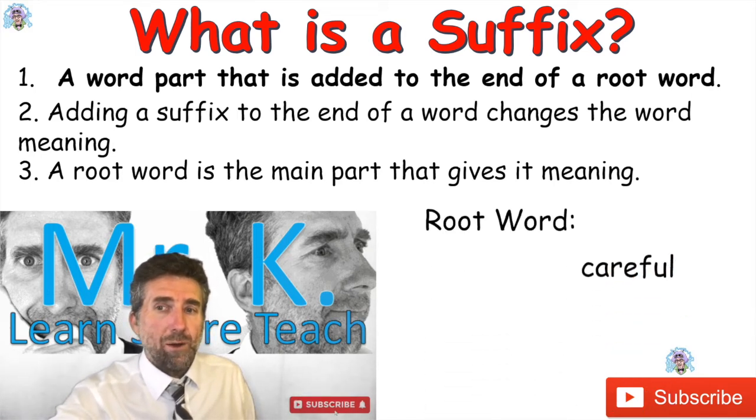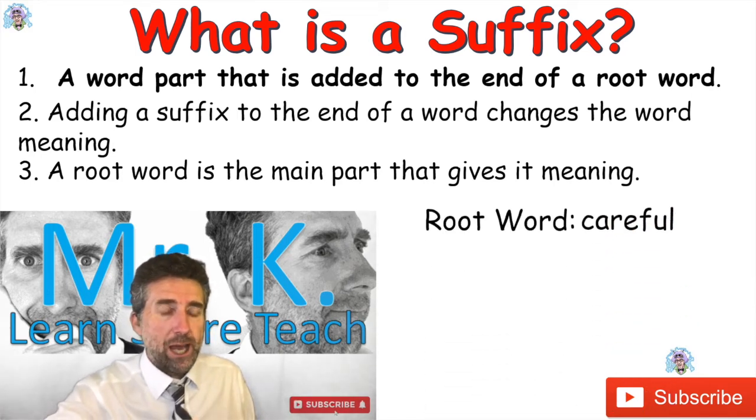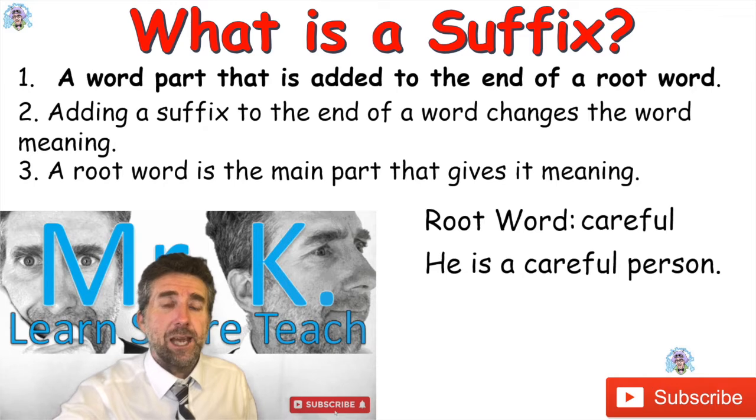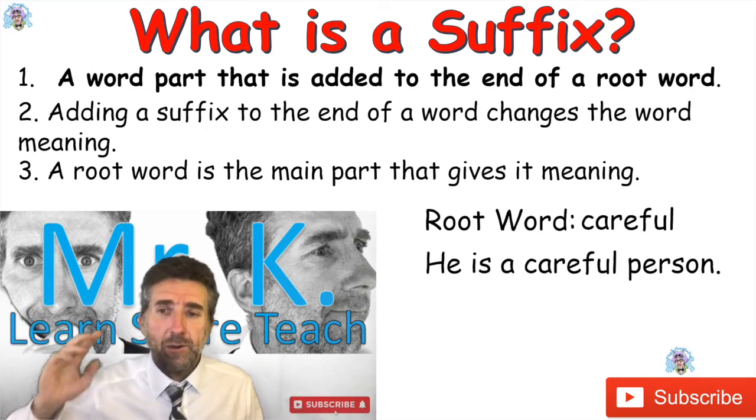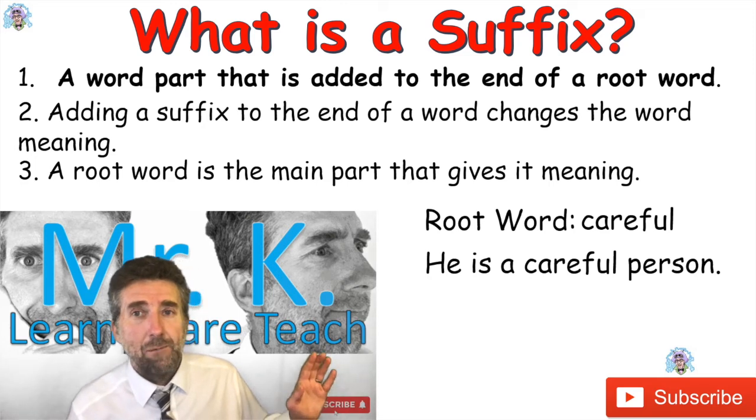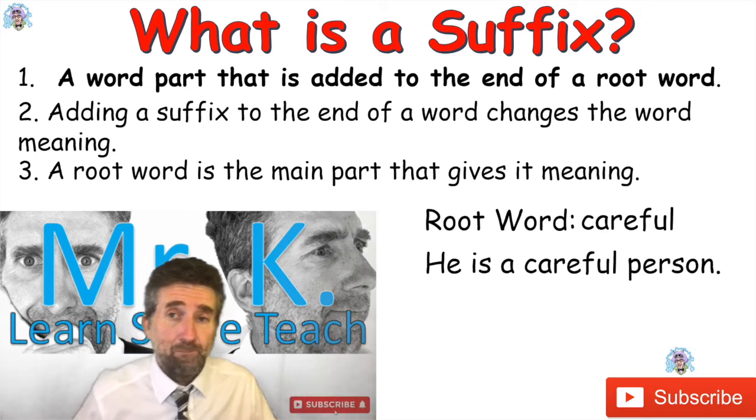So let's have a look at an example beside me to give you an idea of what I'm talking about. One root word we're going to start with is the word careful. Now, that is an adjective. We use it to describe nouns. Let's put it into a sentence. He is a careful person. Sounds right, makes sense, excellent. So there we have an adjective describing a noun, being the person.